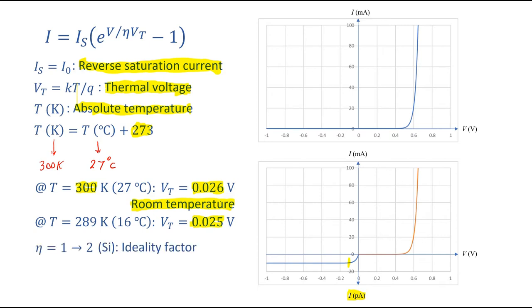Eta is called ideality factor, which in silicon diodes is between 1 and 2, depending on the current. If you don't know the value of eta or it's not given, you can assume it as 1, which applies to a wide range of currents. For more details, you can watch my video, Ideality Factor, on YouTube.